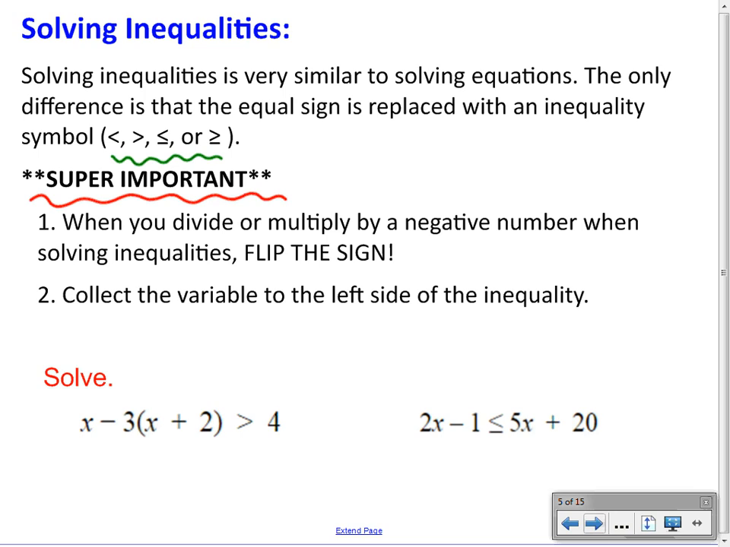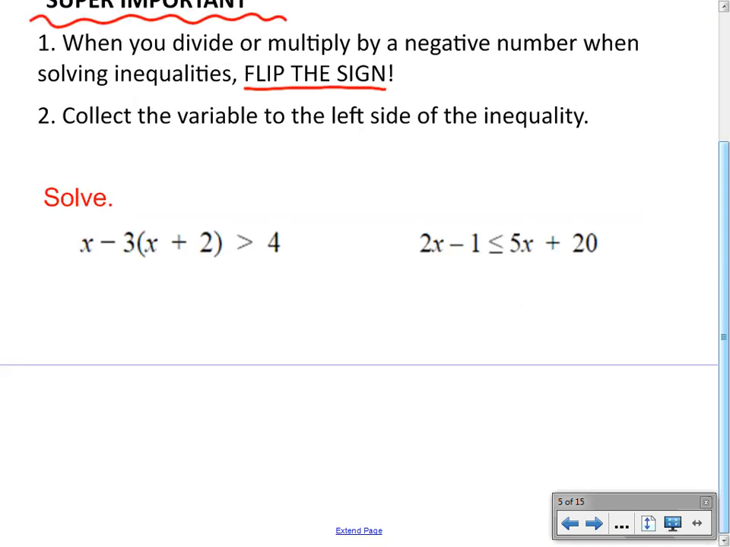Now, here are some super important rules that you have to follow, or recommendations, I should say. The first one is a must. When you divide or multiply by a negative number when you're solving an inequality, you have to flip the sign. I'll explain what I mean there. The second one's more of a recommendation. I would collect the variable to the left side of your inequality. That's just my personal preference. I think it makes it a little bit easier when you're trying to interpret your answer. So I'm going to recommend that you keep your variable on the left side of your inequality to get your final answer. So let's solve here and see what I mean by flipping the sign.